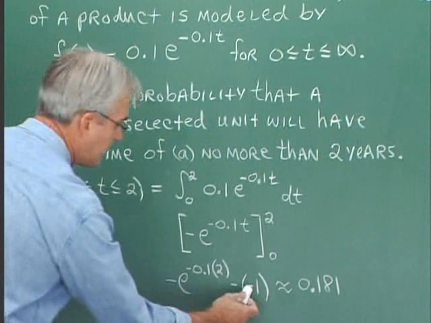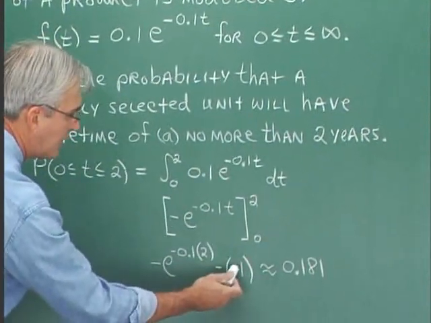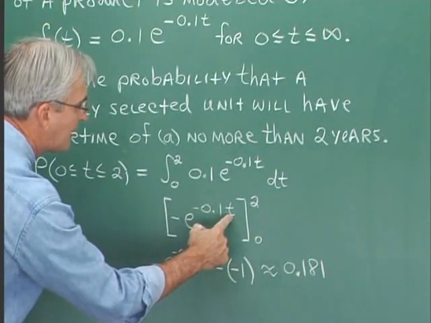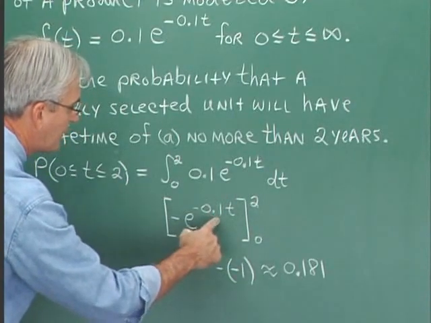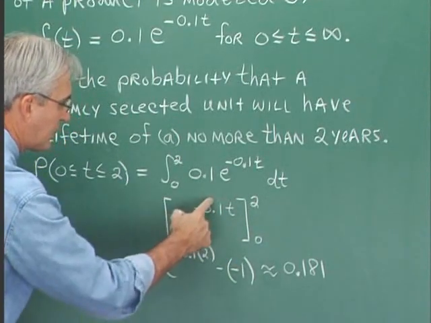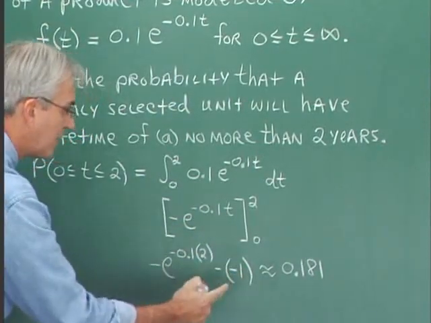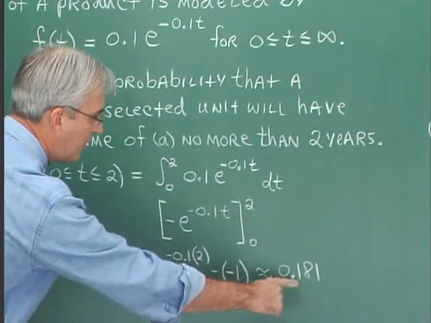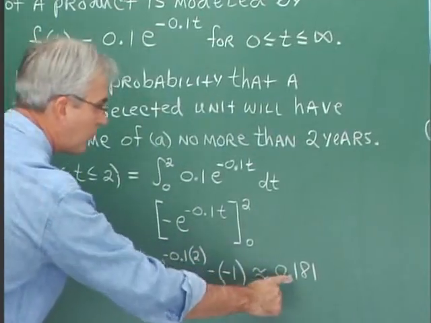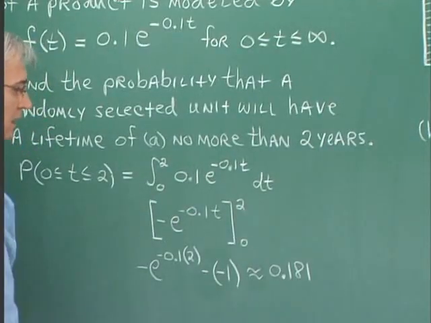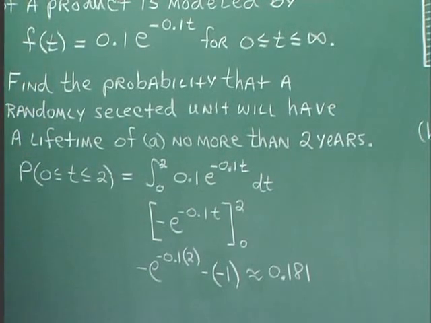And notice that in this part of it, this is the part where 0 replaces t. And when 0 replaces t, this exponent becomes 0. This e to the 0 power becomes 1, so -1, so it's minus -1. That's where that came from. At any rate, punching the calculator, we find that probability to be 0.181, or 18.1%, if we want to write it as a percent.